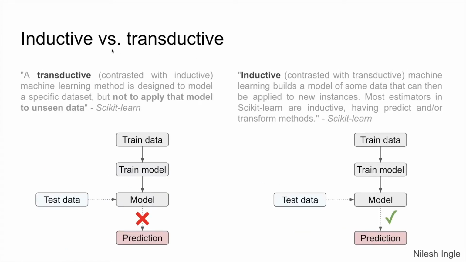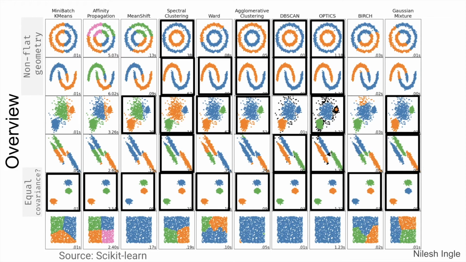Then there are two more terms, inductive versus transductive. As shown in these flowcharts, transductive means the model that you create cannot be used on unseen data for prediction, whereas with inductive, you can use that model. So just these two terms, because now we'll be talking about them in this particular slide.